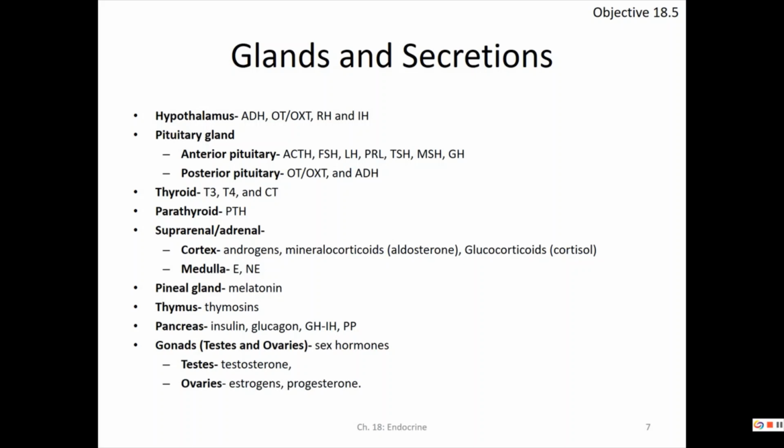Now, the gonads, they are your testes and ovaries, and they make sex hormones. Males produce testosterone in their testes. It's easy to remember that testosterone is in the testes. It's got "test" in it. Ovaries make estrogens. It is "gens", plural. There are 3 types of estrogen.